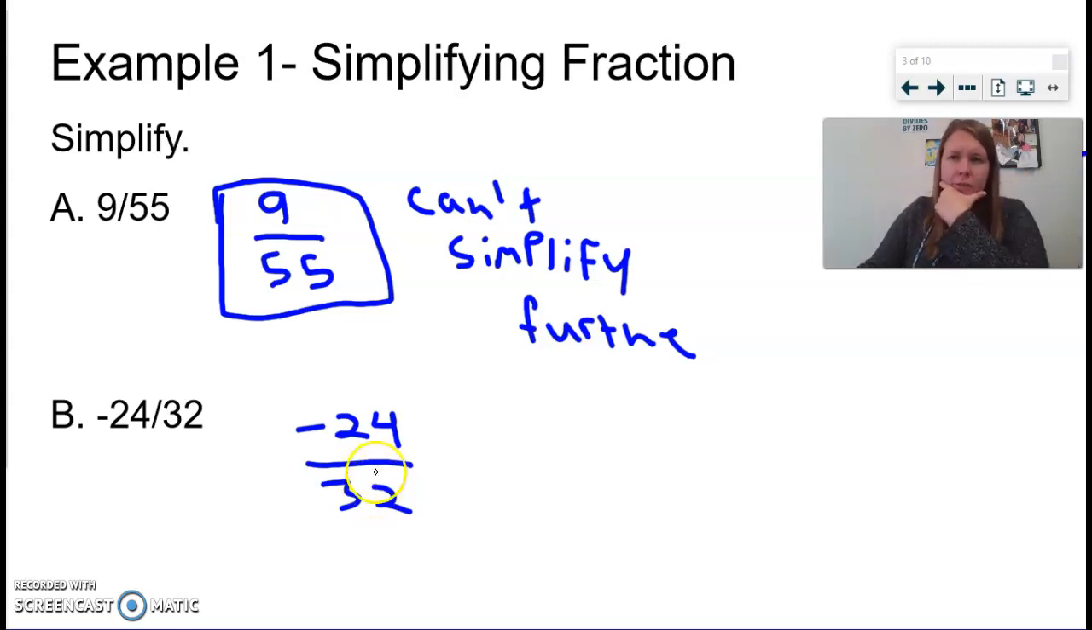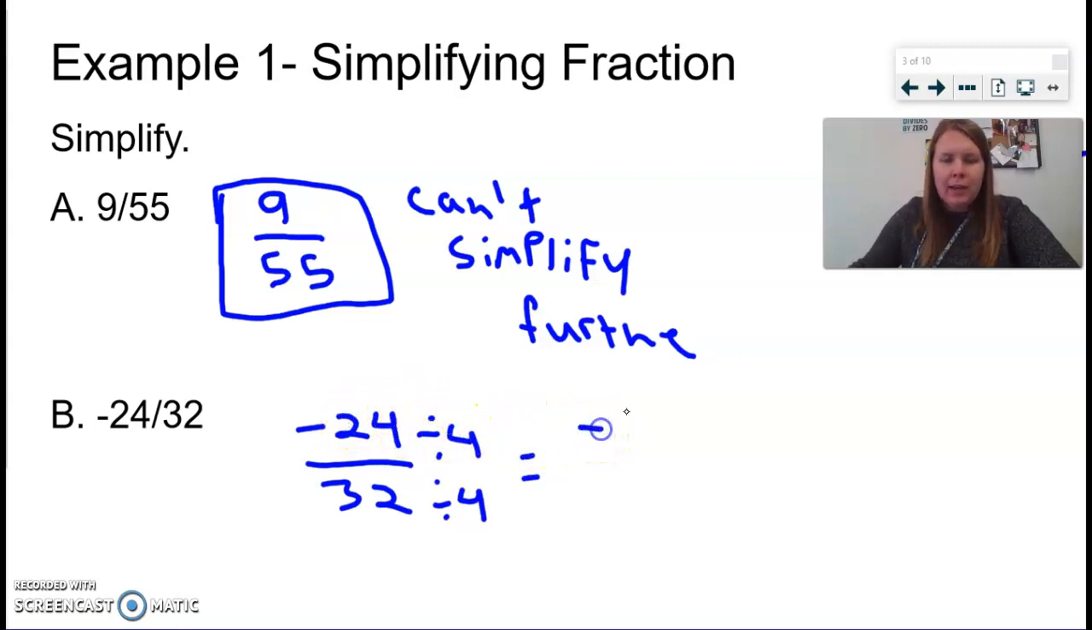What if I divided the top and the bottom by 4? Let's see where that gets me. So whatever I do to the top, I have to do to the bottom. So now I'm just thinking negative 24 divided by 4, using those integer operations. Well, negative 24 divided by 4 would give me negative 6. Keep that negative because one sign is negative, one's positive. And then 32 divided by 4, well, that would give me 8.